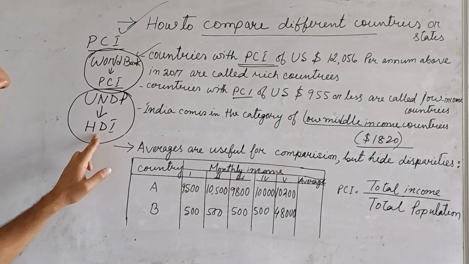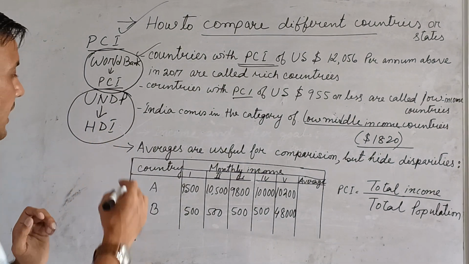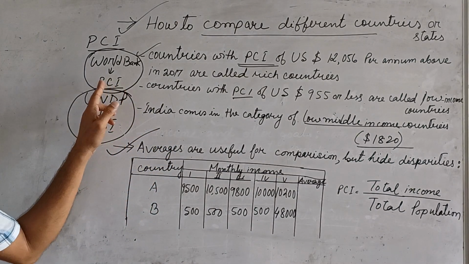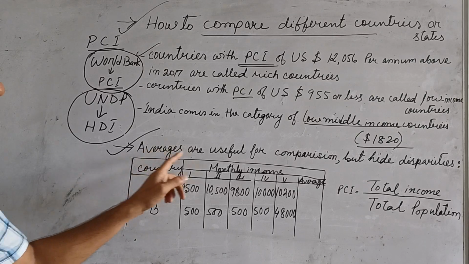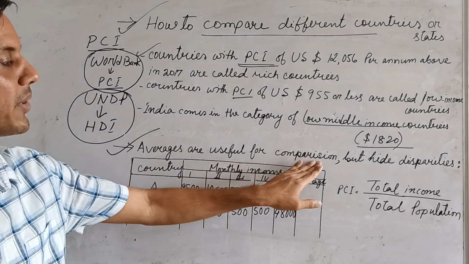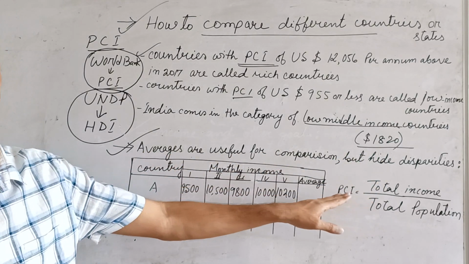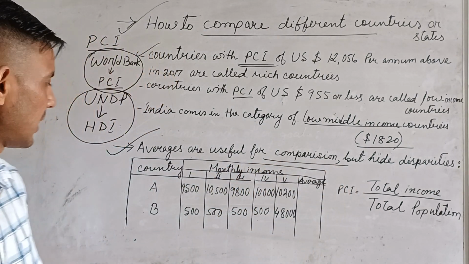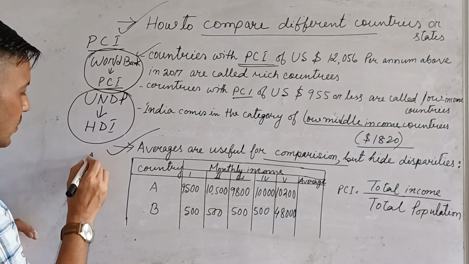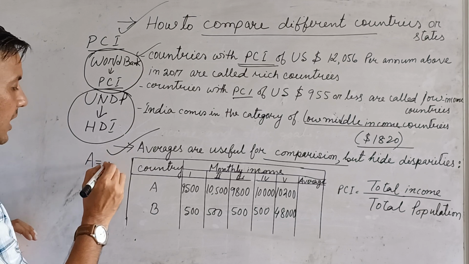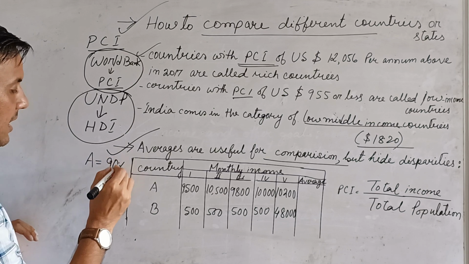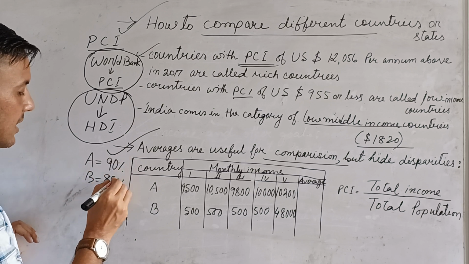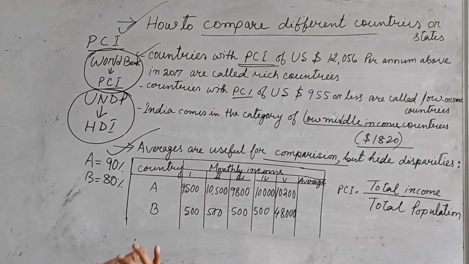We take HDI, easy. Then you come here, the problem of PCI or averages. Averages are useful for comparison but hide disparities. What it says is that it's easy for comparison. For example, suppose there are two students, A, who got 90%, and another student B, who got 80%. So it's very easy to compare.